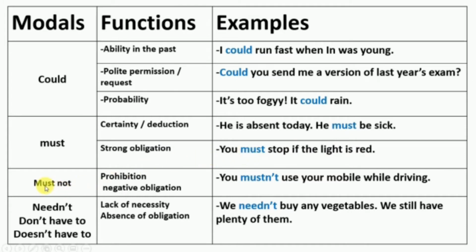Must not or mustn't expresses prohibition or negative obligation. Prohibition means المنع. You mustn't use your mobile while driving. So here mustn't means يمنع عليك.